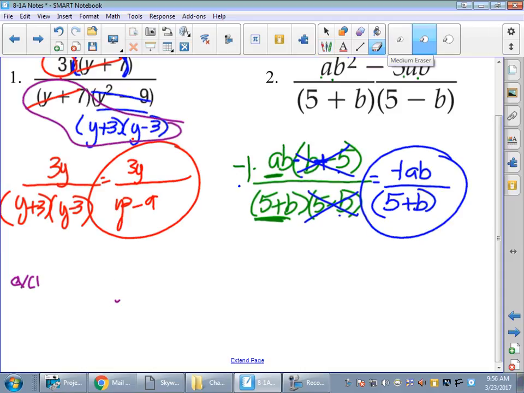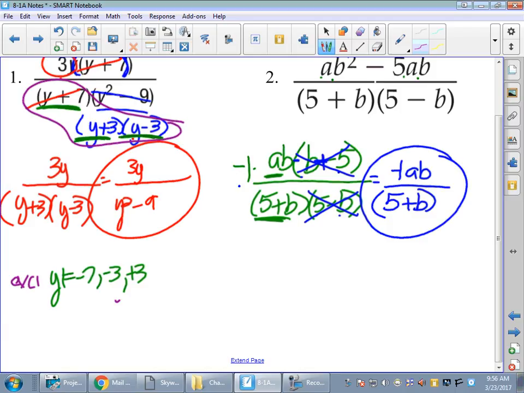Y cannot equal -7, -3, or +3. There's actually 3 excluded values for number 1. If I plug in -7, this quantity here will turn into 0 in the denominator. If I plug in -3, that quantity will turn into 0, and the whole denominator will turn into 0 because you're multiplying by 0. And if I plug in 3, that one turns into a 0, which makes the whole denominator turn into 0. So my excluded values for number 1 would be those 3 values.